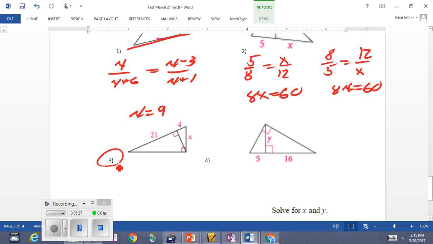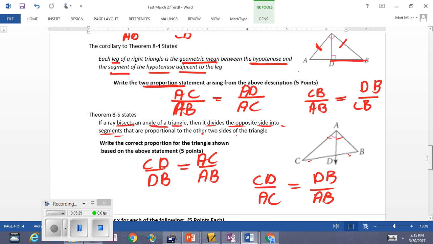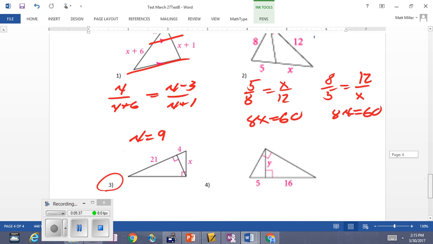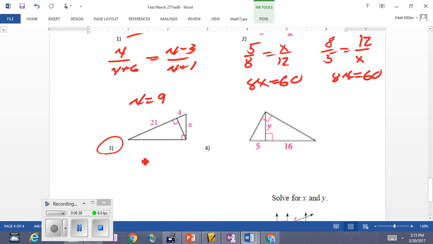Here in number 3, we use the statement that we got up here, the corollary statement, and that sets up the proportion as such. What do we get? The leg of the right triangle is the geometric mean appearing upstairs and downstairs between the hypotenuse, which collectively is 21 and 4, for 25, and the adjacent piece of the hypotenuse, which is 4. Cross multiply, x squared equals 100, so x equals 10.